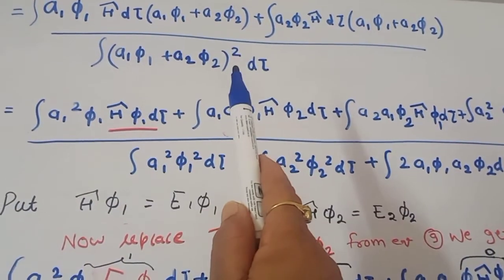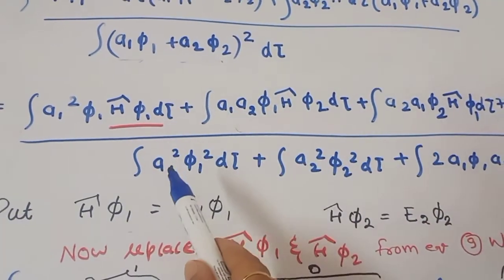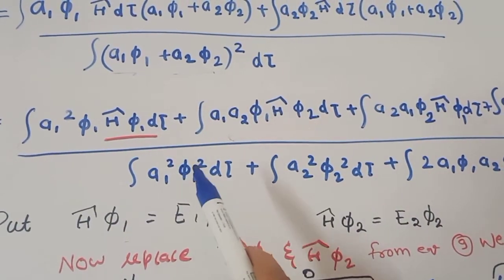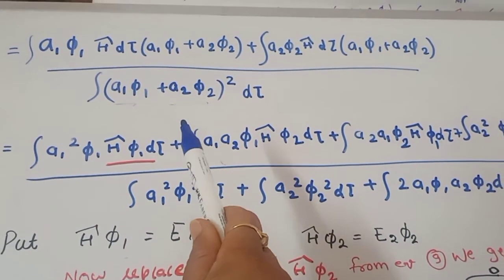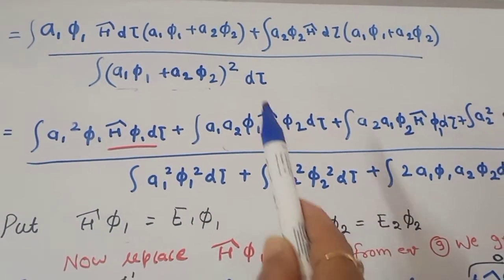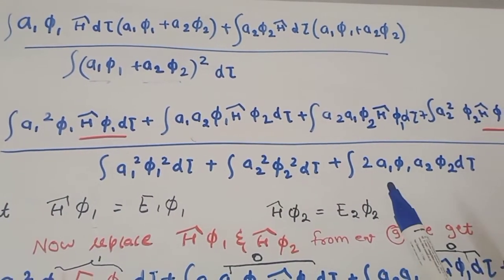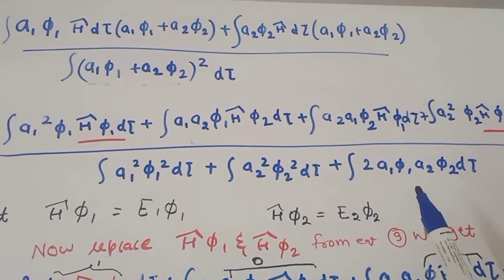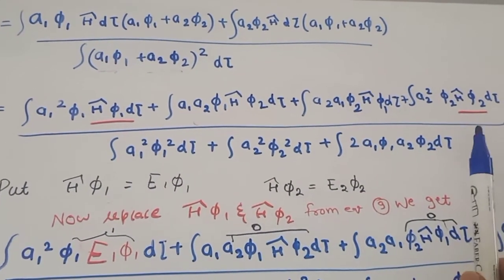Now we will solve this denominator also. (a plus b) whole square, where this term is a and this term is b. So a square: first we write a1 square phi 1 square d tau, plus the square of b, which will be a2 square phi 2 square d tau, plus 2ab. So we write 2, a is a1 phi 1, b is a2 phi 2 d tau. I hope this equation is clear.